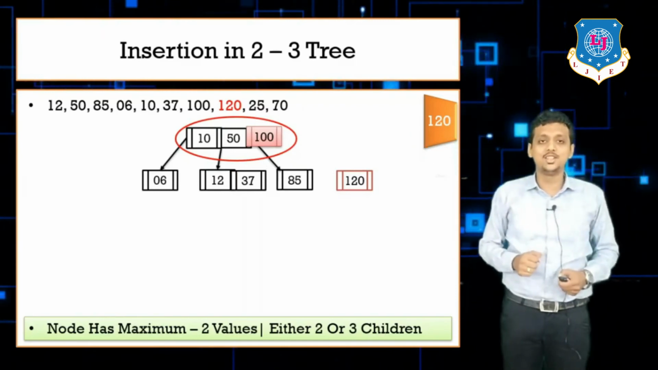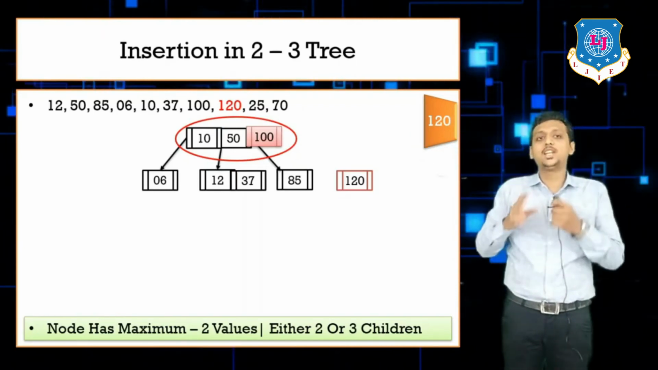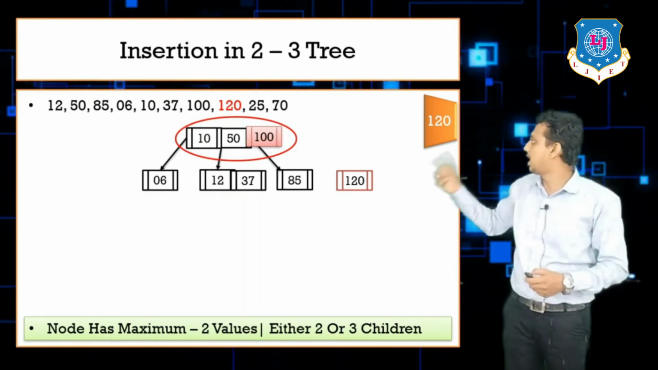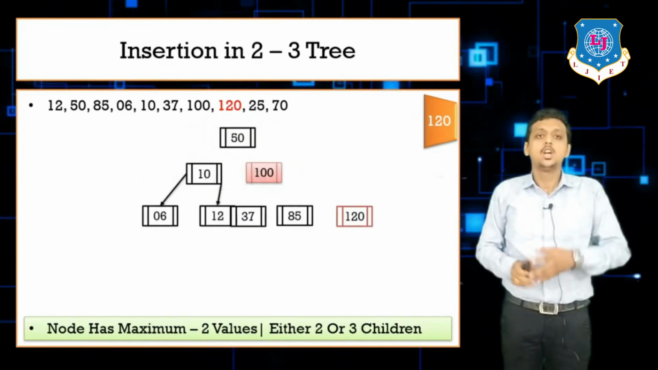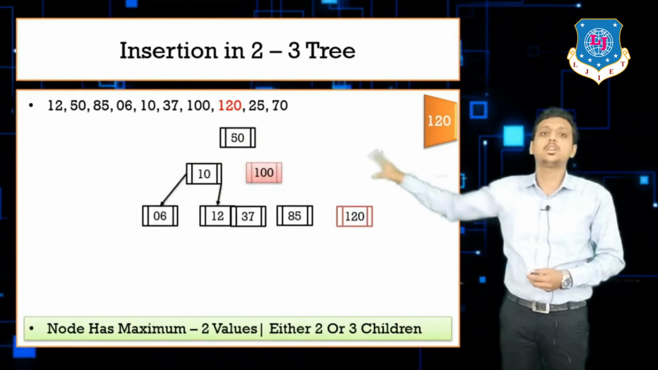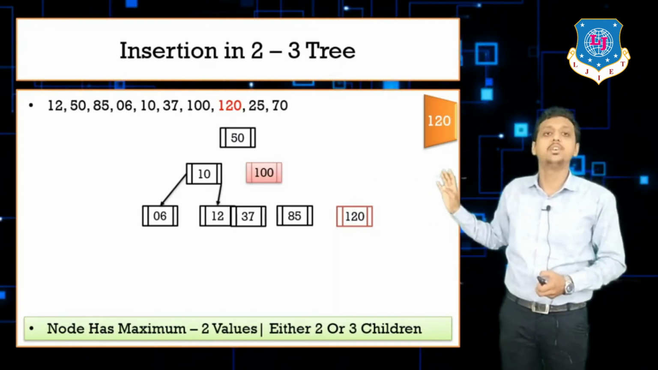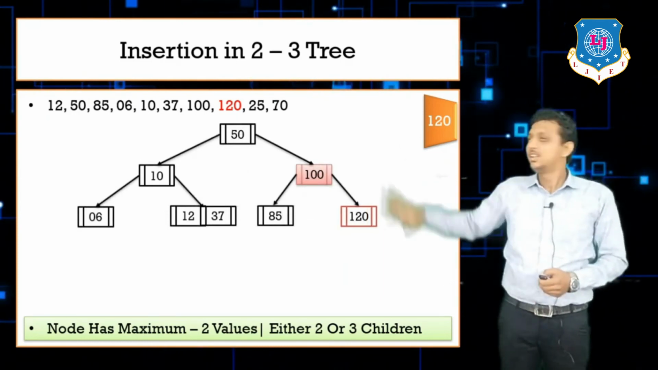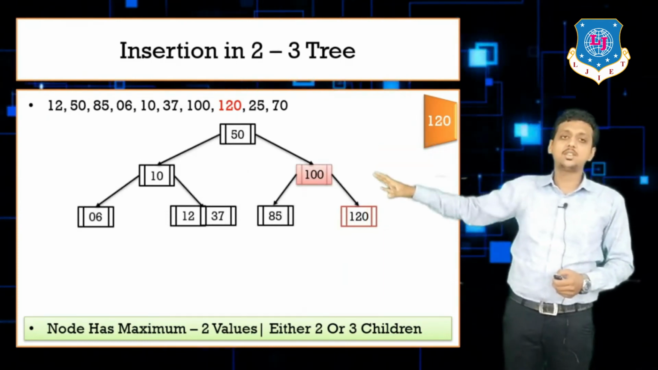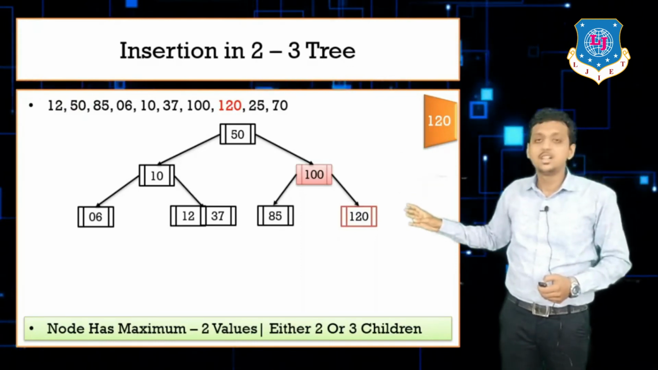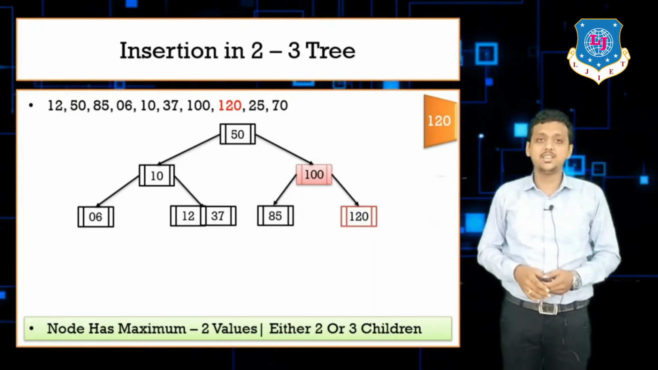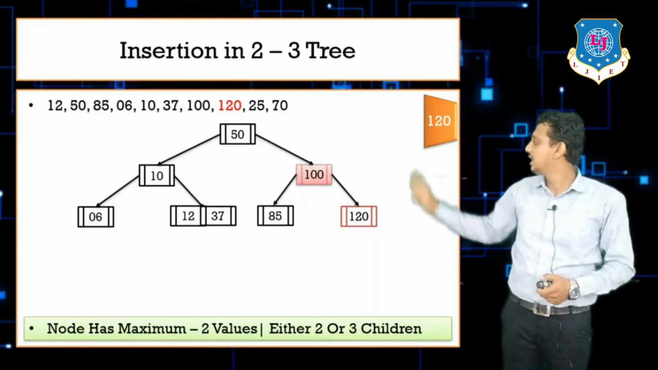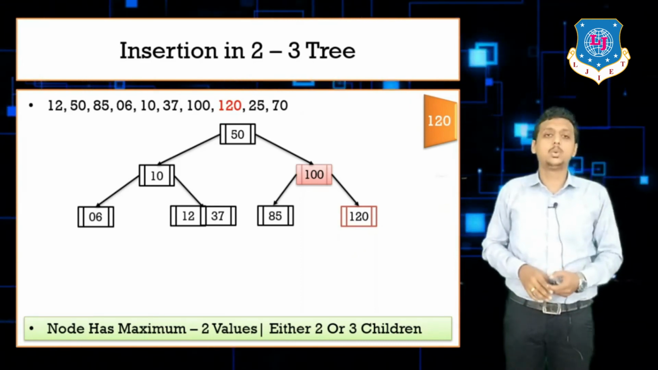So what I need to do, students, here as my root node becomes full, I need to split it again from the mid of the term. The mid of the term is 50, so 50 becomes my first root node. On the left side of the 50, I have 10. On the right, I have 100. So this is my final answer. On the left side of the 10, I have 6. In between 10 and 50 I have 12 and 37. On the left side of the 100, I have 85, and on the right side of the 100 I have 120.